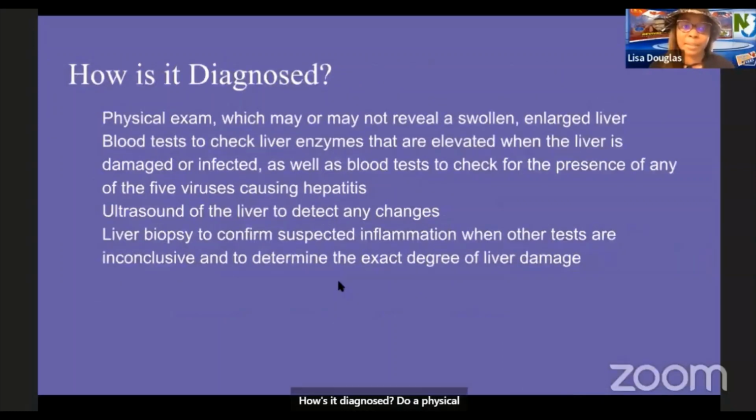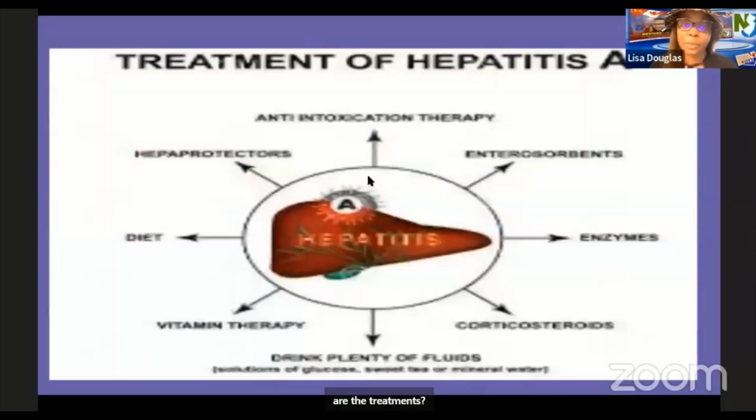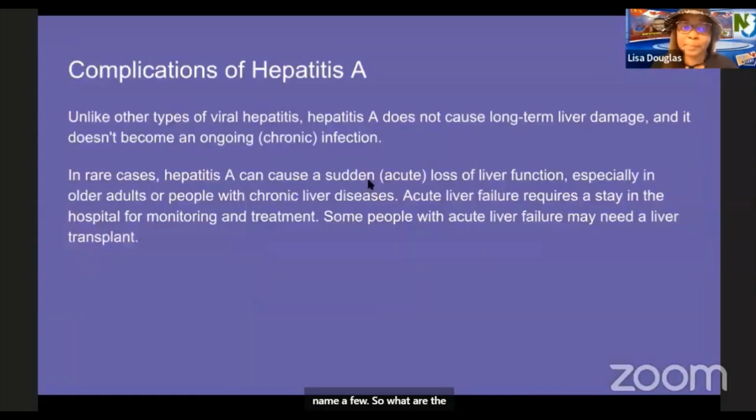How is it diagnosed? Through a physical exam, blood test, a doctor may do ultrasound, and if necessary, a biopsy may be done. What are the treatments? Anti-intoxication therapy. They do diet, vitamin therapy, corticosteroids, enzymes, just to name a few.